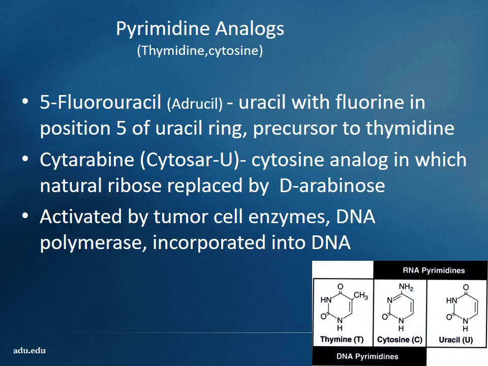Anywho. So the pyrimidine analogs, you have things like 5-fluorouracil. Basically it's just uracil, which is a precursor, with a fluorine added onto that 5 position there. And we're going to see how that gets utilized in just a few minutes. You have cytarabine, which is basically a cytosine analog, but it has a little bit of change in the sugar molecule that's attached to it. So that'll be important when it gets incorporated into the DNA. Again, all these drugs need to be activated by the tumor cell enzymes, and then they're going to be worked on by DNA polymerase when they get incorporated into the DNA itself.